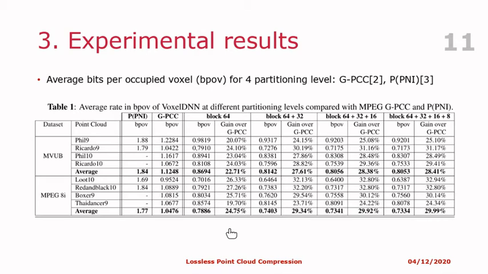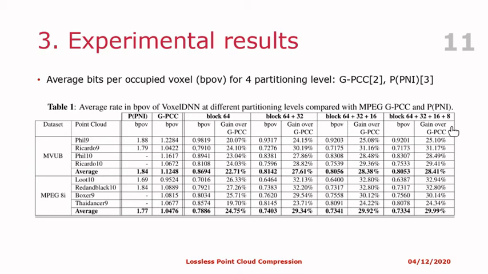And if we enable block 32, we could have around 5% more gain. However, by adding block 16 and block 8, we do not have much gain compared to the previous one. But with four partitioning levels, our encoder could have around 28% gain compared to ZPCC.